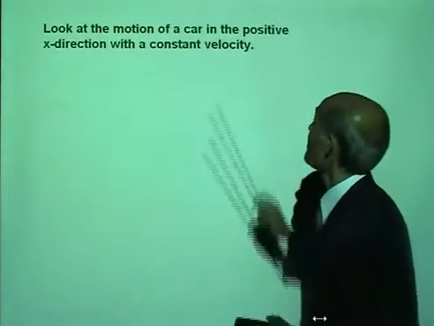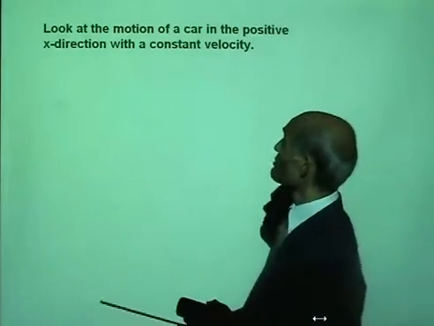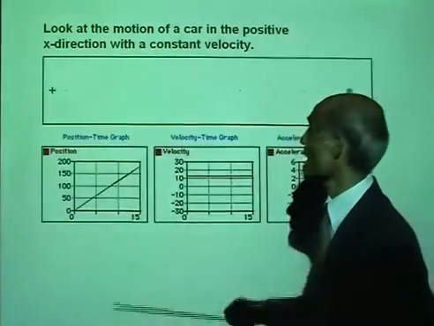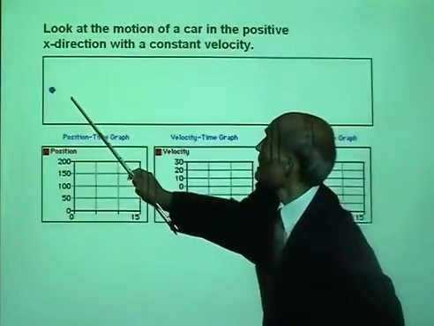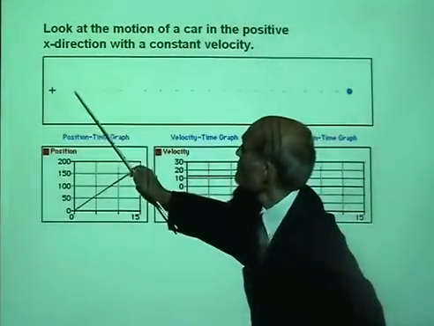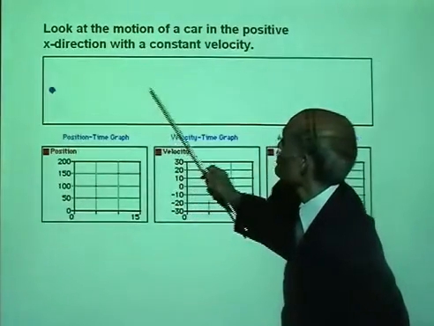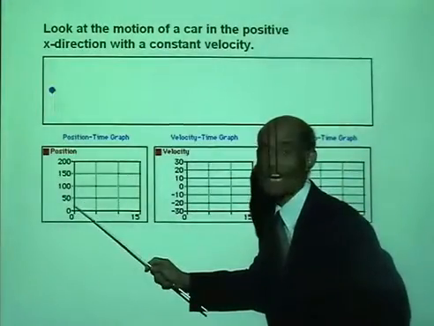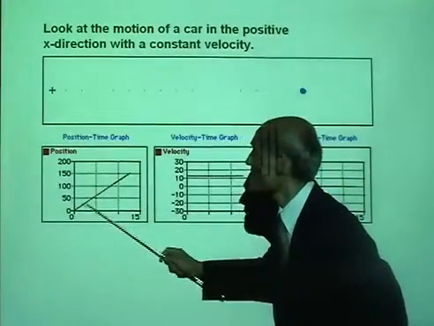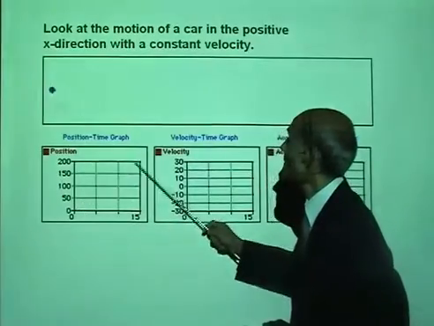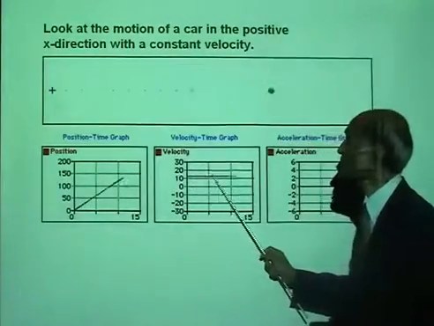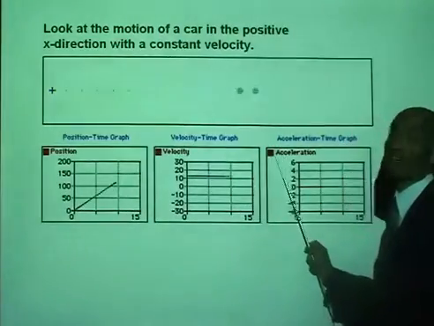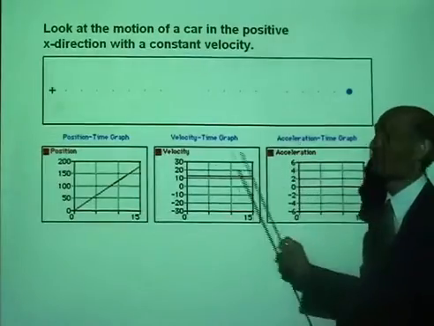Look at the motion of a car in the positive x direction with a constant velocity. I'm going to illustrate this one more time. Here I have a car moving with a constant velocity. Look, each second the change in position is exactly the same. Constant velocity. And look at the graph of position against time. It is a straight line. And you can see the velocity does not change. The velocity remains a constant. That means there is no acceleration.